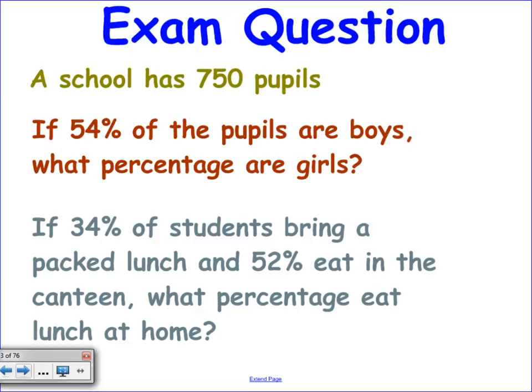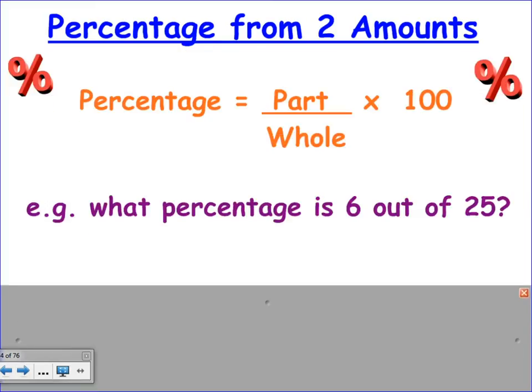34% of the students bring packed lunches, 52% eat in the canteen. What percent eat at home? Well, 52 plus 34 is 86. Take that away from 100 and you end up with 14% who actually go home. At no point have they involved that number. Okay? So read the questions. So let's have a look at percentages of amounts.